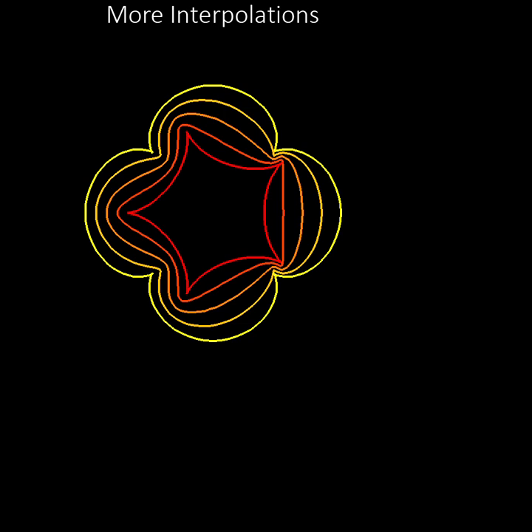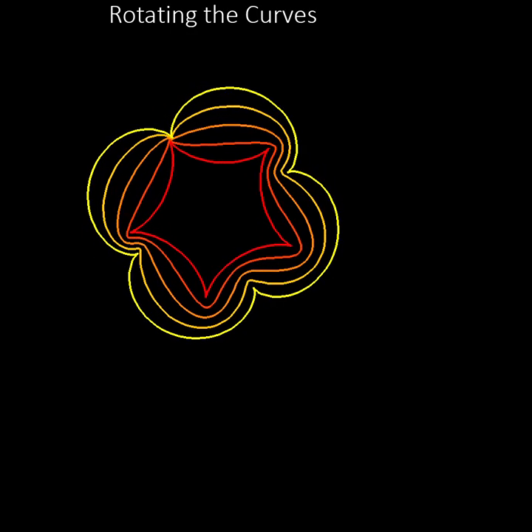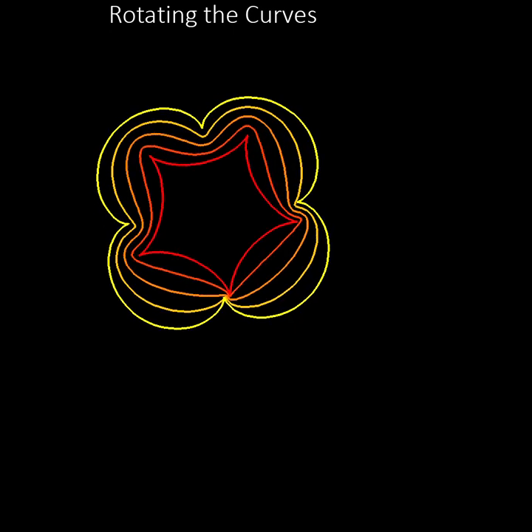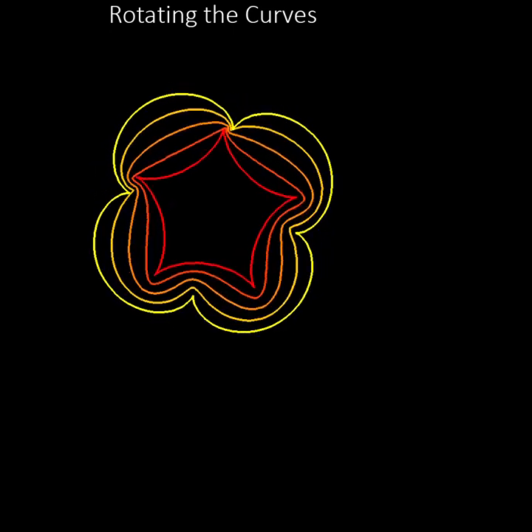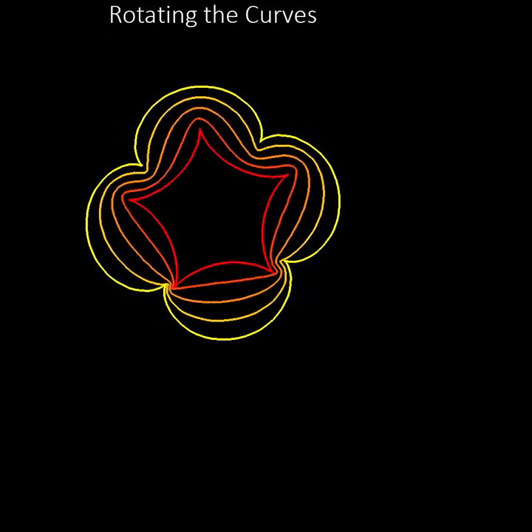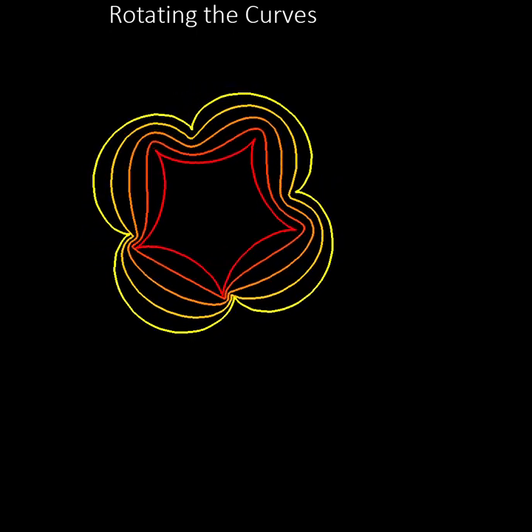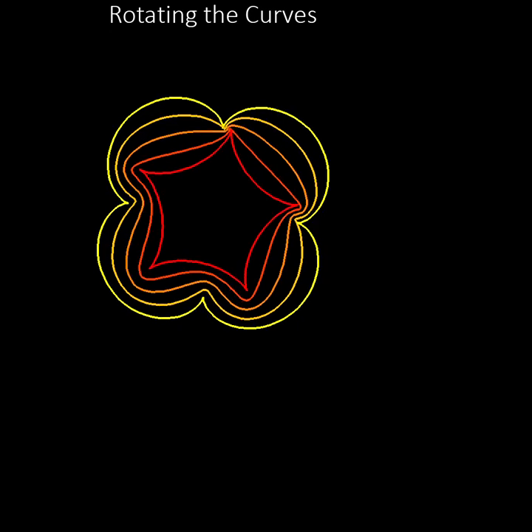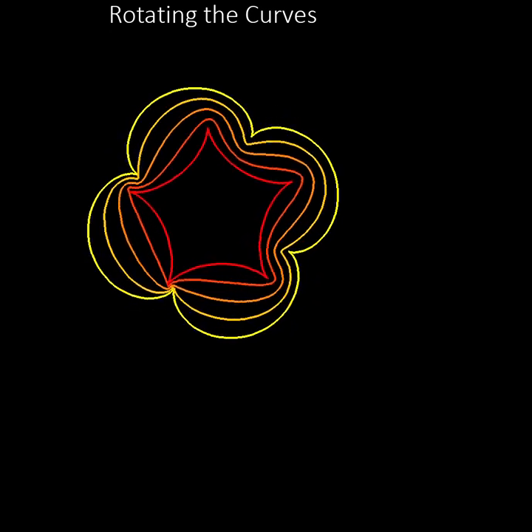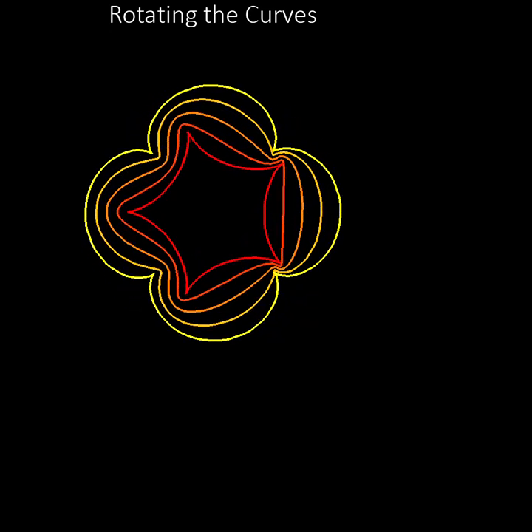The shape of the interpolated curves depends on how the red and yellow curves are aligned relative to one another. If we rotate the yellow curve clockwise and we rotate the red curve anti-clockwise at the same time, then the shape of the interpolated curves changes in an interesting fashion. The shape of the interpolated curves also depends on the pen positions used to draw the red and yellow curves.